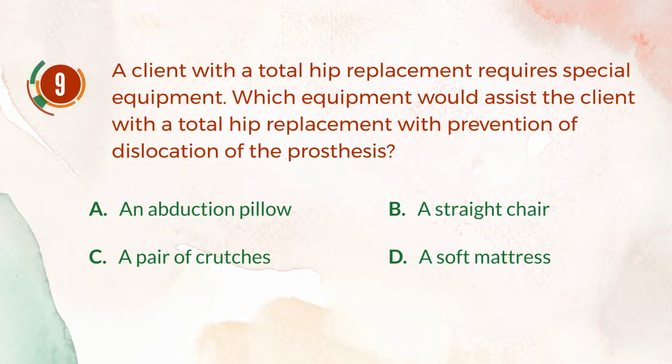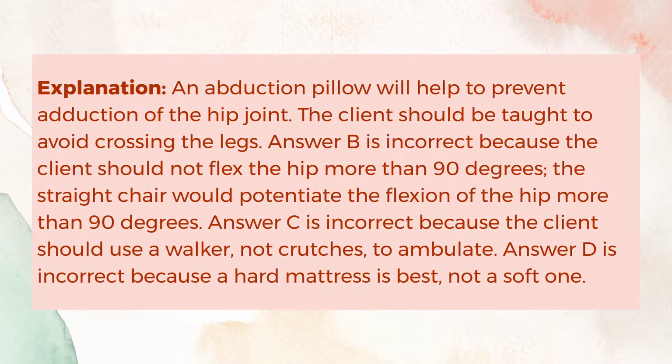The correct answer is A. An abduction pillow. Explanation. An abduction pillow will help to prevent adduction of the hip joint. The client should be taught to avoid crossing the legs. Answer B is incorrect because the client should not flex the hip more than 90 degrees. The straight chair would potentiate the flexion of the hip more than 90 degrees. Answer C is incorrect because the client should use a walker, not crutches, to ambulate. Answer D is incorrect because a hard mattress is best, not a soft one.